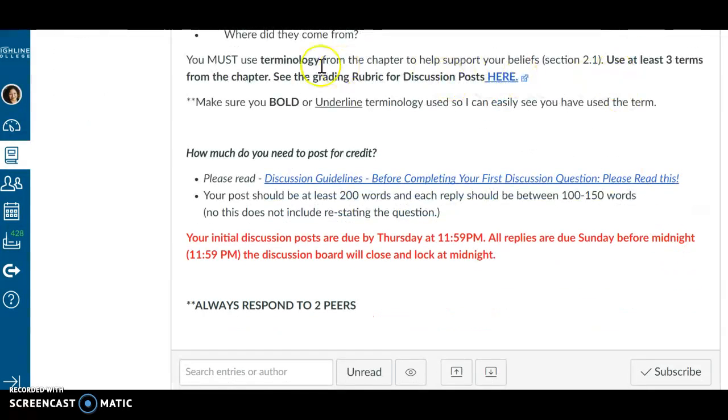And then, make it easy on me and yourself to show me that you're using the terminology. Put it in bold, underline it. This makes it easy for me to read. And then as you're going back to check your work, it also makes it easy for you to say, yes, I have met the requirements.